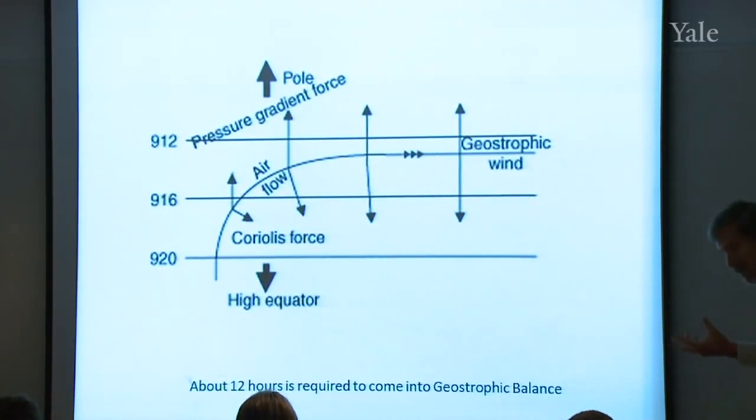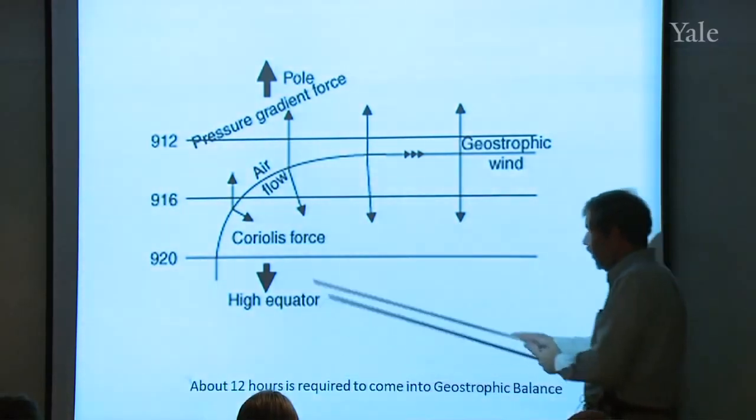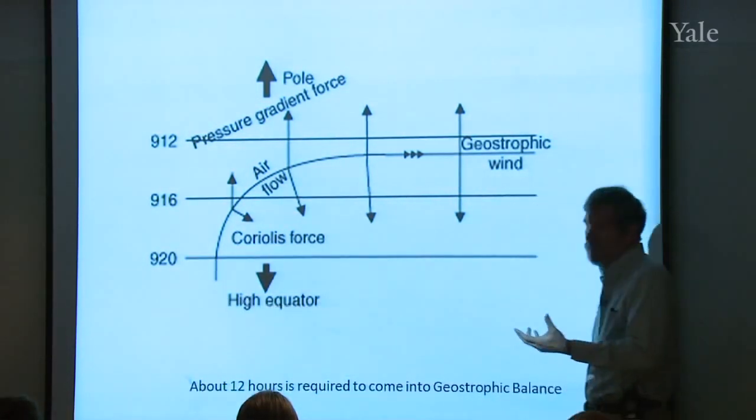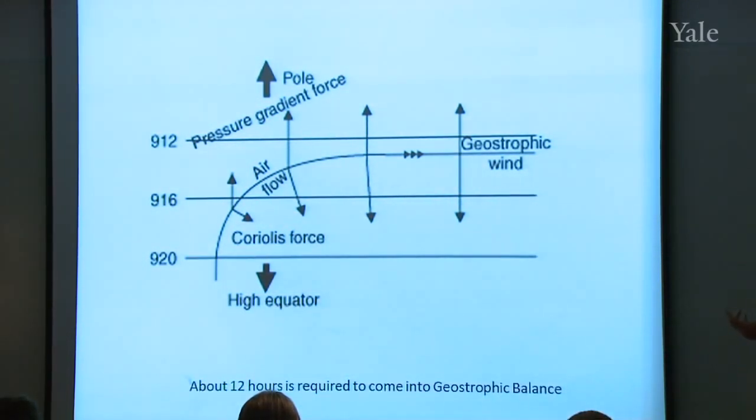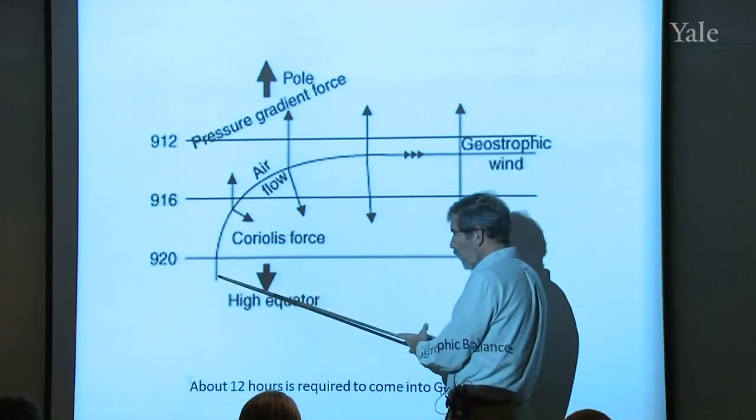Well, you know that's not in geostrophic balance because it's in a region that has a pressure gradient, so it's going to have a pressure gradient force. But if it's not moving, it can't have a Coriolis force, so those two forces cannot possibly be in balance. So here's your parcel not moving.